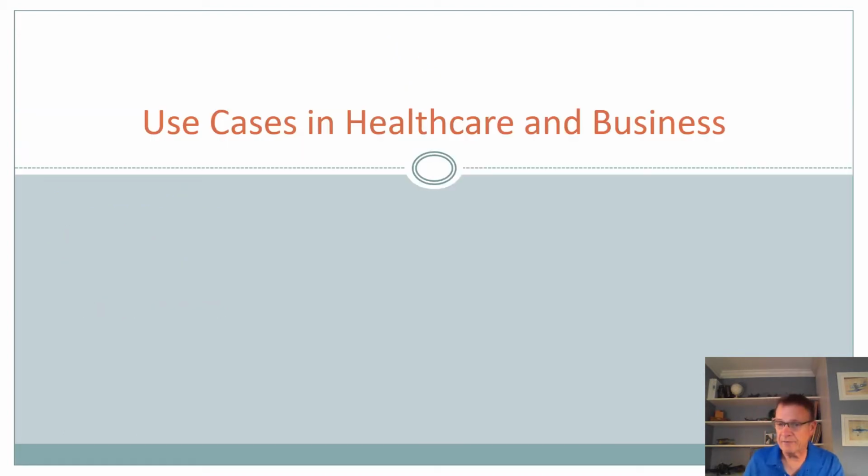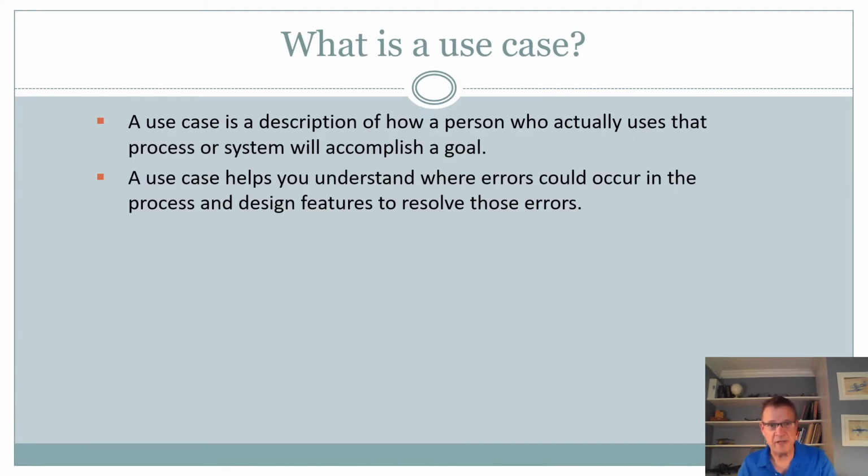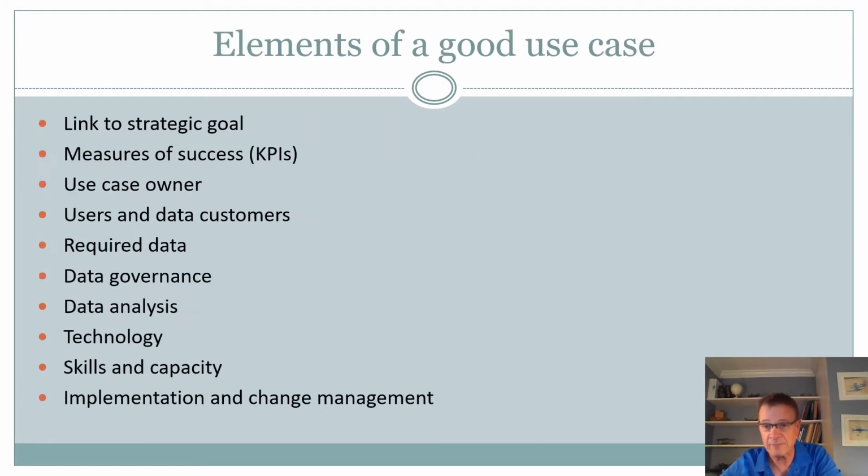So use cases in healthcare and business. So what does all that mean? So what is a use case? A use case is a description. It is an objective. It is a description of how a person who actually uses a process or system will accomplish the goals they are setting out to do. It helps you understand where errors could occur in the process and design features to resolve those errors. So it is essentially stating your objective and getting into what will define what success looks like in all of that.